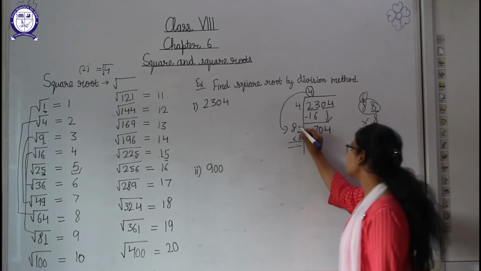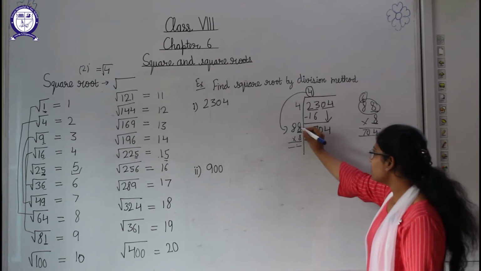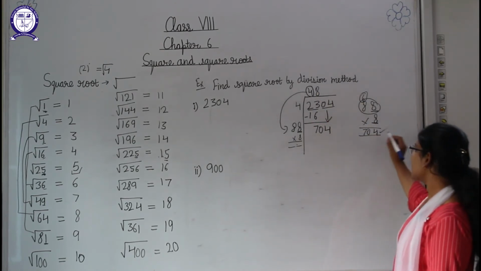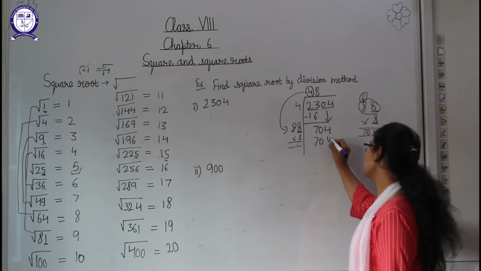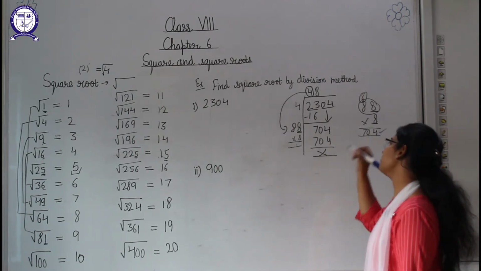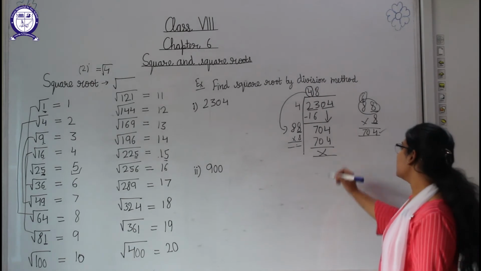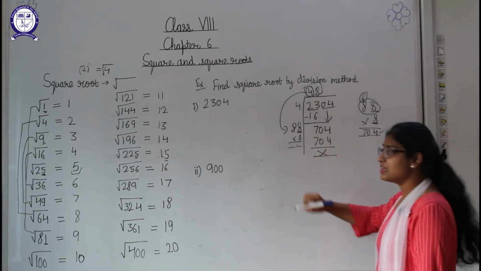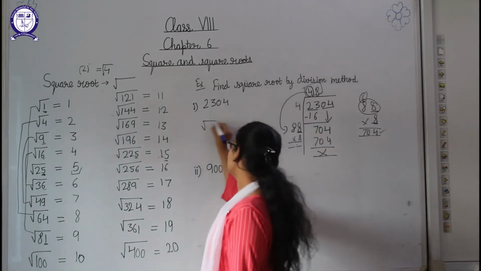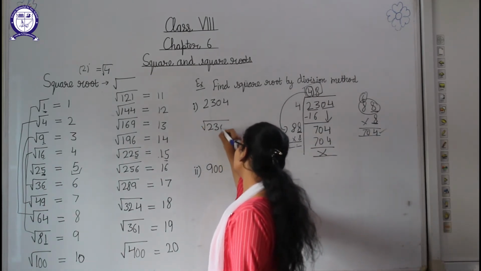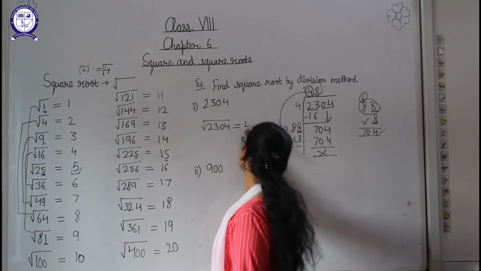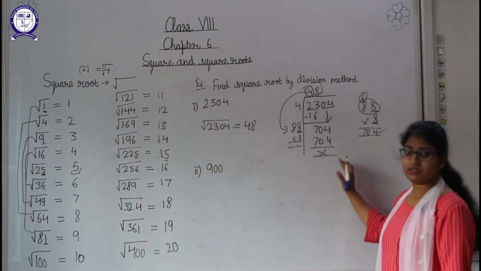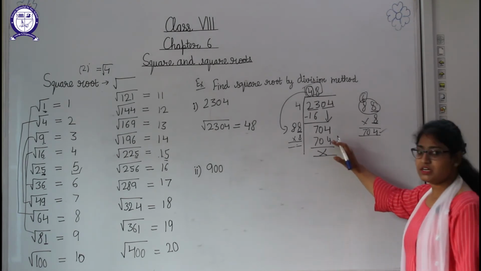It means we will put 8 here, and as we are putting 8 here, we will put 8 here also. And what are we getting? We are getting 704. We will write 704, and when we subtract, we are getting 0. Okay, so what do we get as our answer? We get 48 as our answer. It means the square root of 2304 is 48. And what was this method? This method is the division method. Okay, I hope this is clear to you.